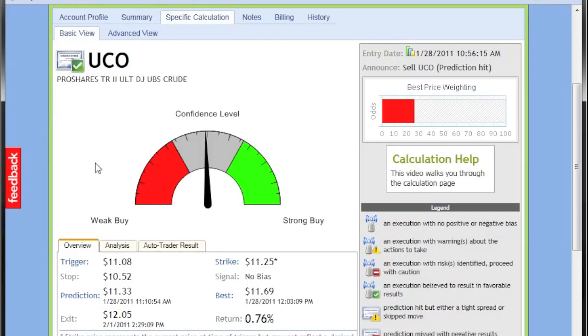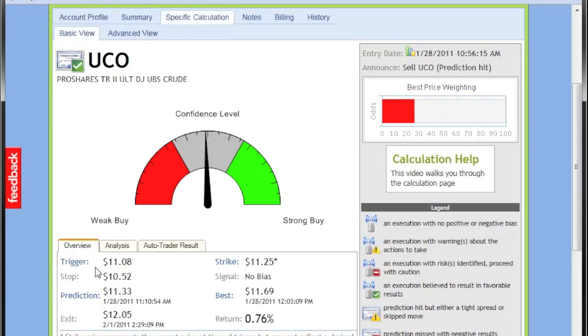When it hits the red, we advise beginners to not take the order. When it hits the gray and the green, those are typically very strong buys, and then you're going to look at the overview page for your exit points.